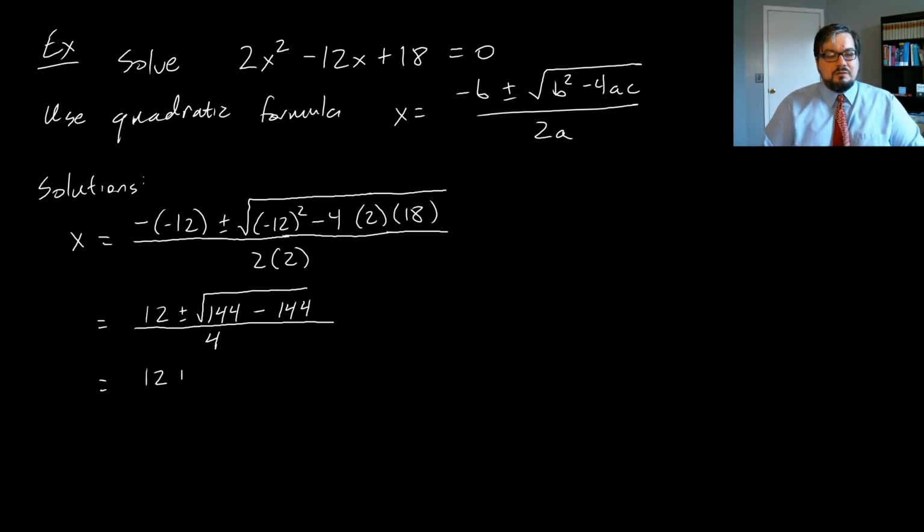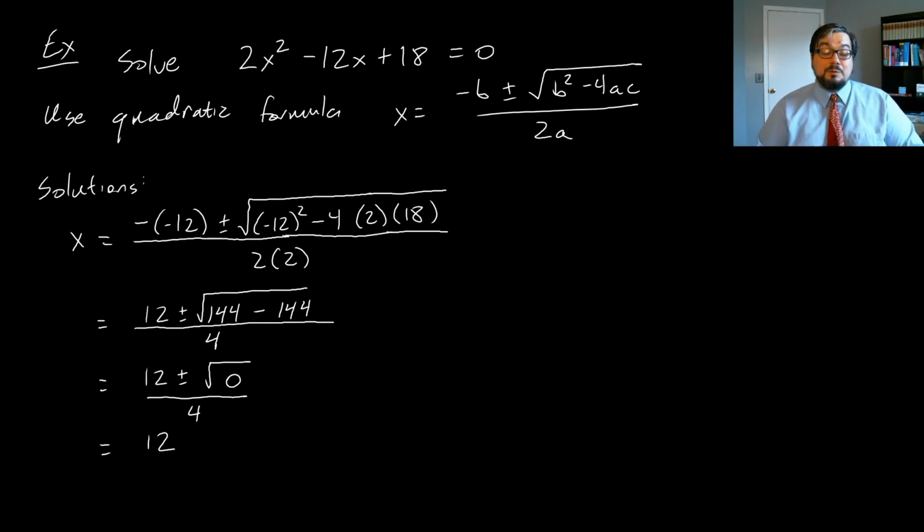So then we get 12 plus or minus the square root of 144 minus 144 is 0. And if we add or subtract 0 from 12, we get the same thing out of it, no matter what. So because the square root of 0 is 0, we can actually just not write that at all. That's just 12 plus or minus 0. So that's just 12. So we get 12 over 4, which is in fact 3.